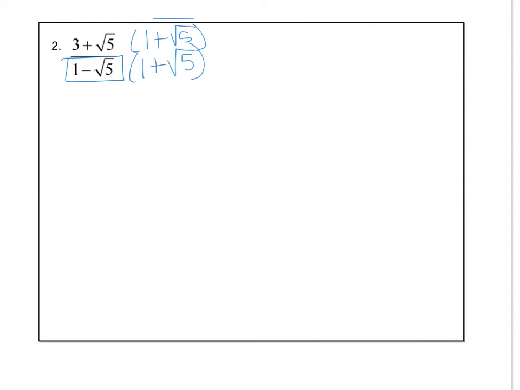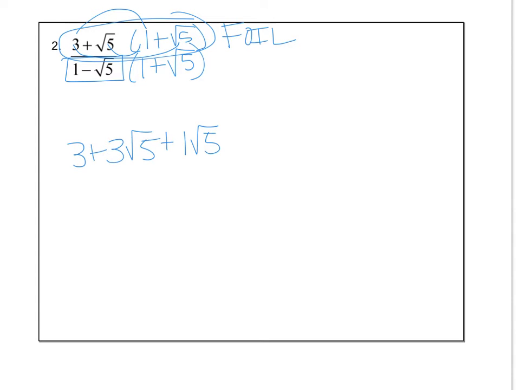This one on the top, we're going to have to do what we did yesterday. You're going to have to FOIL those together. So the first is going to be 3. The outside is going to be plus 3 radical 5. The inside is plus 1 radical 5. And then the last is radical 5 times radical 5, which is just 5.